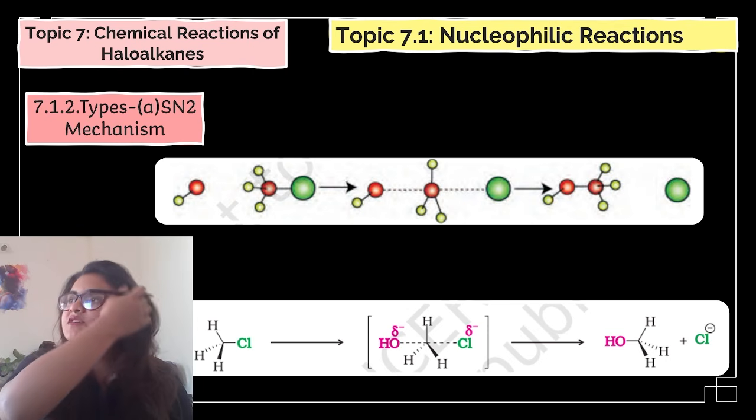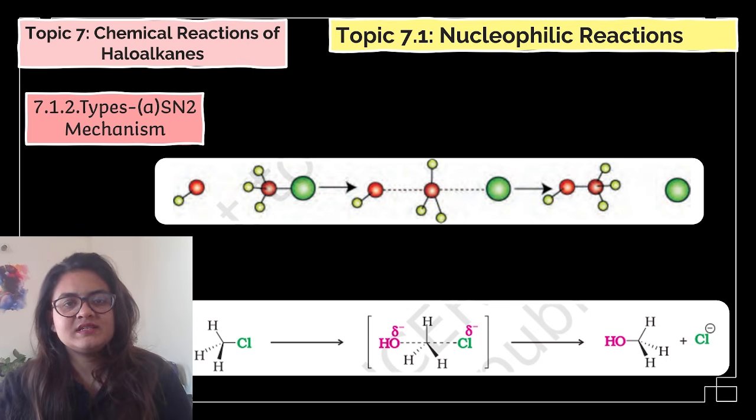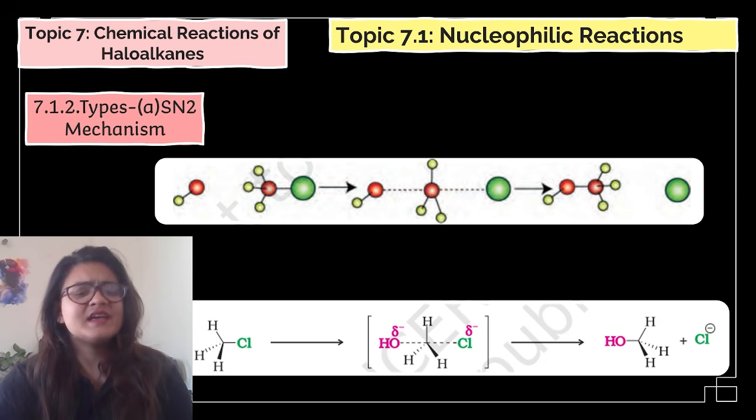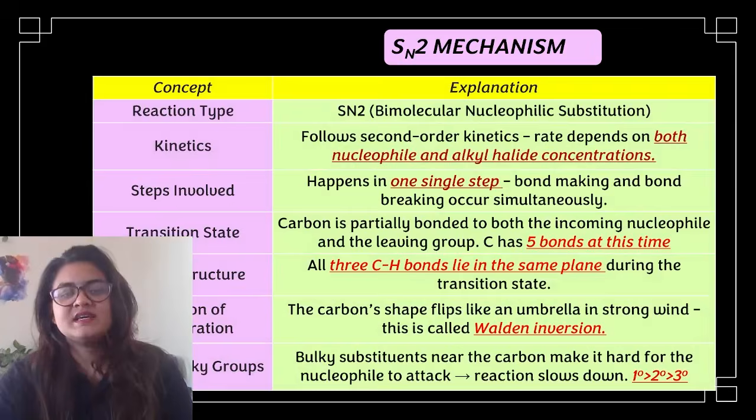So if you start with a chiral carbon, my dear, and if you start with R, then after the SN2 reaction you will end up with S configuration. So you will face inversion in configuration. I guess it's clear. Let's proceed with the SN2 mechanism.